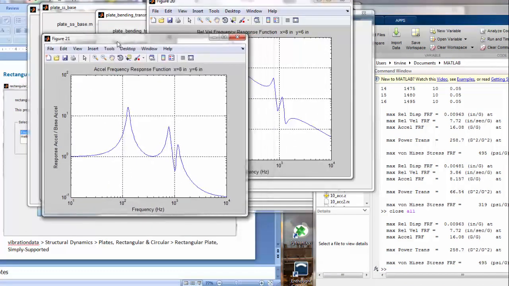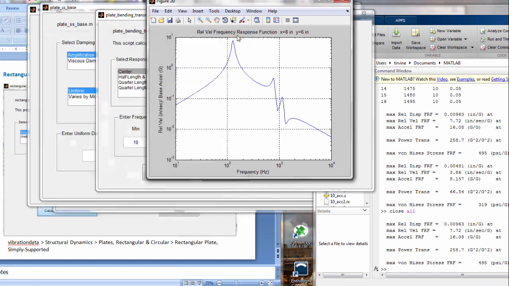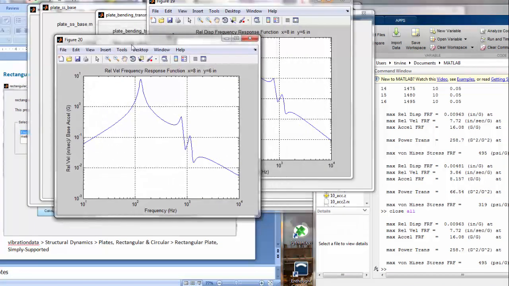And here's the same frequency response function for acceleration, except in this case it's just going to be G out over G in. So response acceleration divided by base acceleration. And here's the relative velocity, inches per second divided by the base acceleration in g. So for relative velocity, or sometimes we kind of wave our hand a little bit and call this pseudo velocity, you can see the pseudo velocity is dominated by the fundamental mode.